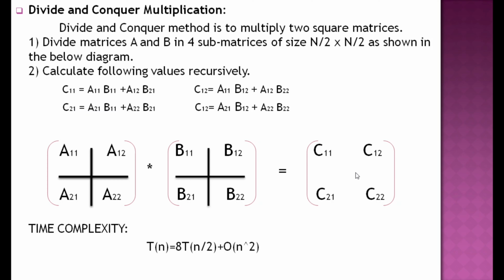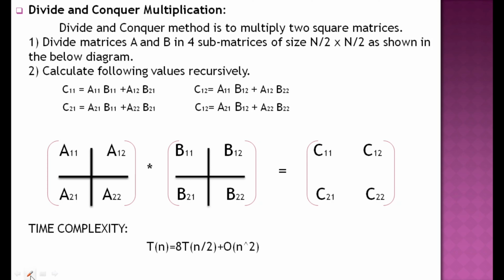Here for calculating C11, we perform multiplication of A11 and B11 and multiplication of A12 and B21. So those will be added. So here to perform this whole matrix multiplication, we are performing 8 multiplications and 4 additions. Performing additions takes time complexity of order of n square. Performing the multiplications takes time complexity of 8 into T of n by 2.